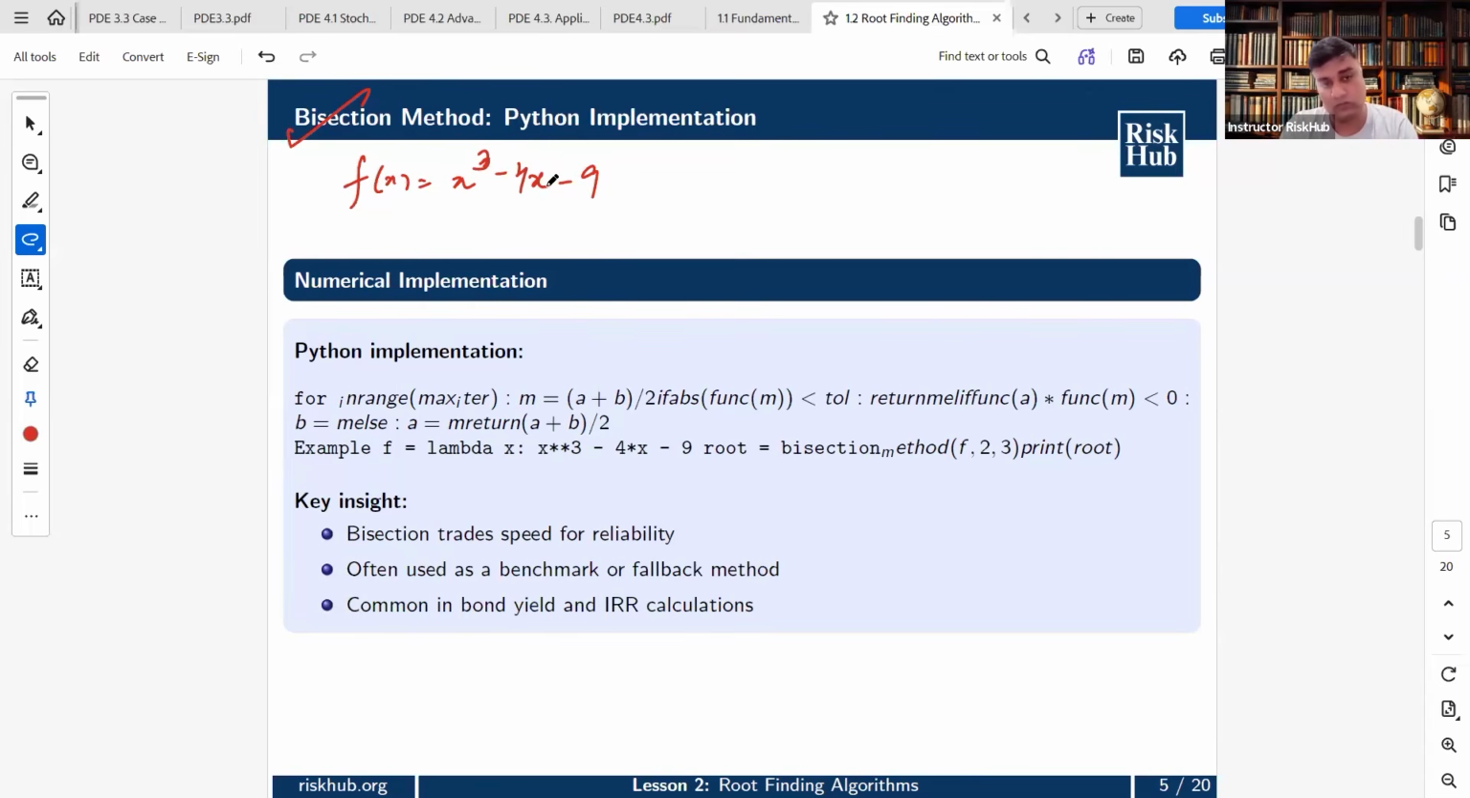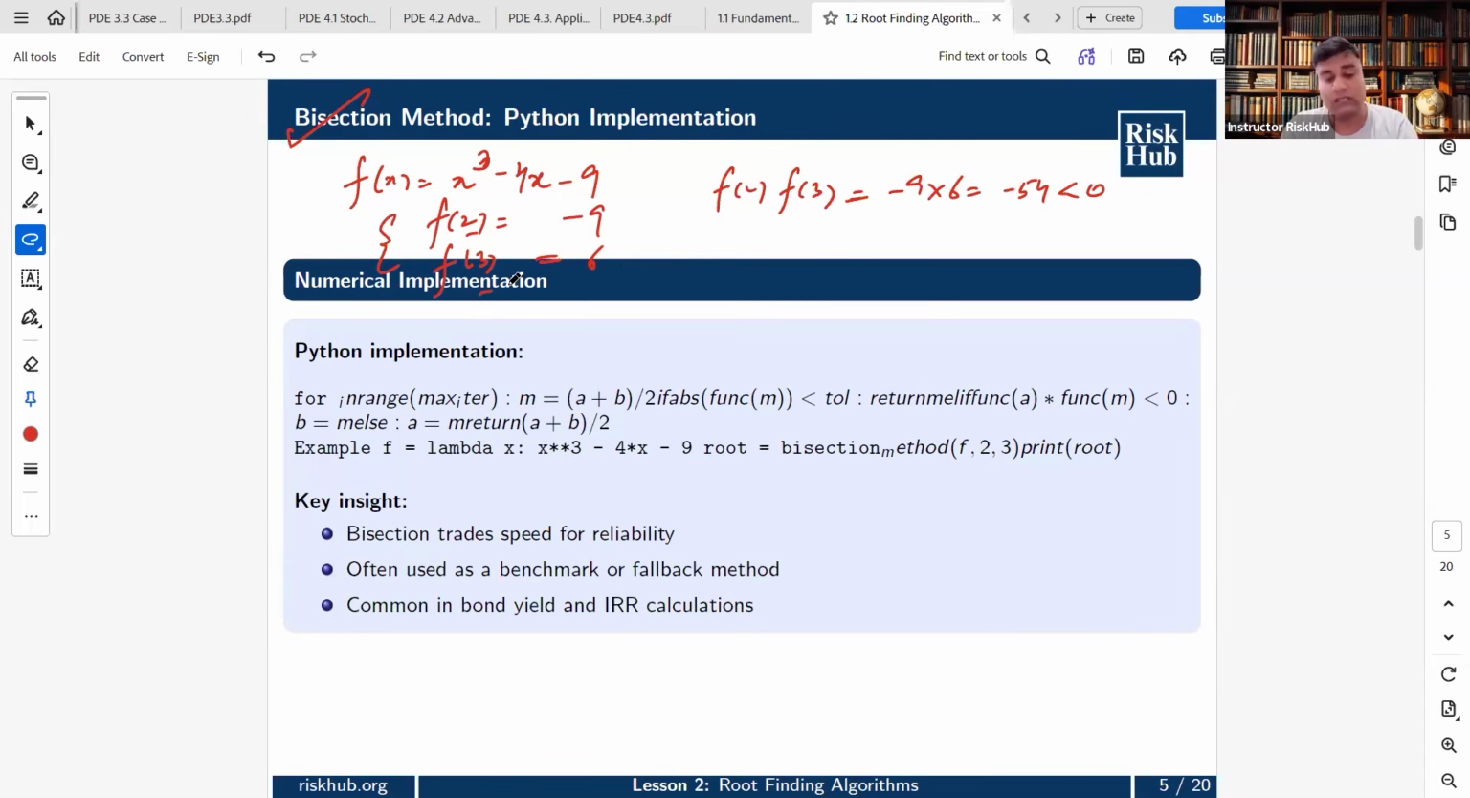If you take the interval, we have taken 2 and 3, right? So f of 2, we check, we get minus 9. And f of 3, I check, I get 6, right? So f of 2 times f of 3 equals minus 9 into 6, equal to minus 54, which is less than 0, right? So therefore, a root lies between 2 and 3. We are getting different signs for f of 2 and f of 3. So the key insight is bisection trades speed for reliability in finance.